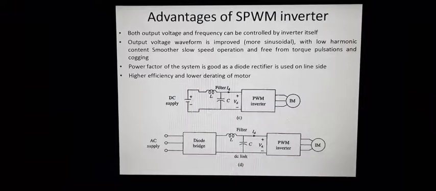Just like we have already explained, since in the case of SPWM inverter comparing with that of stepped wave inverter, the amount of harmonics has been reduced very much, definitely the losses are also reduced very much. Since the losses are reduced very much, the efficiency will be high. So lower derating of the motor can also be achieved rather than higher derating. These are the major advantages of the SPWM inverter. Hope it's clear for you.